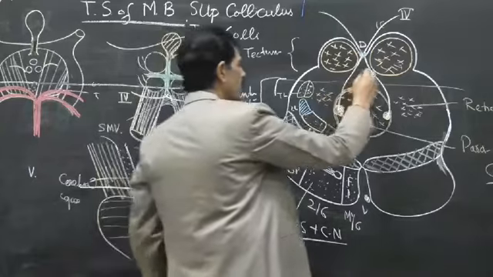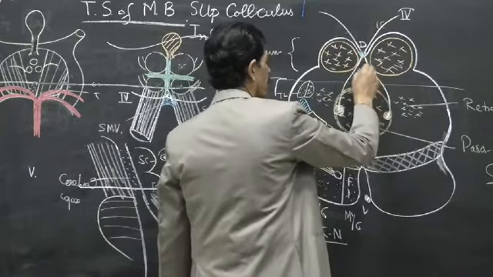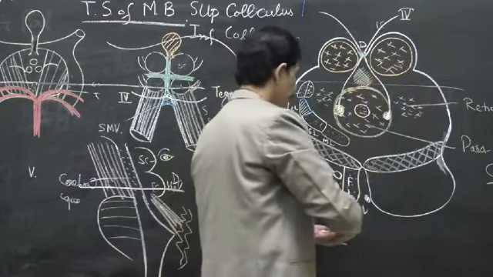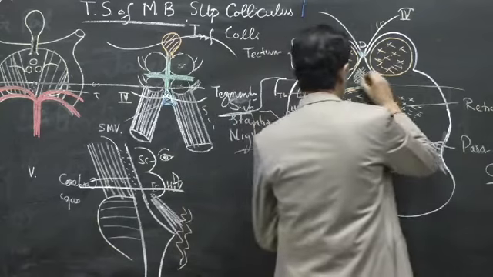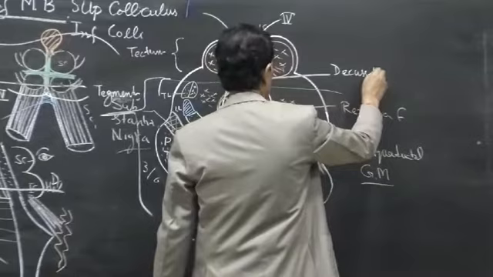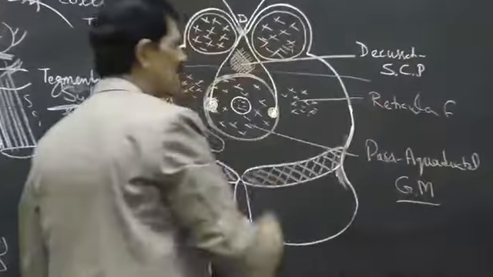So here we see the crossing over, dorsal to the inferior colliculi. That is the decussation of the superior cerebellar peduncle. So this is how we show the decussation of the superior cerebellar peduncle inside it.